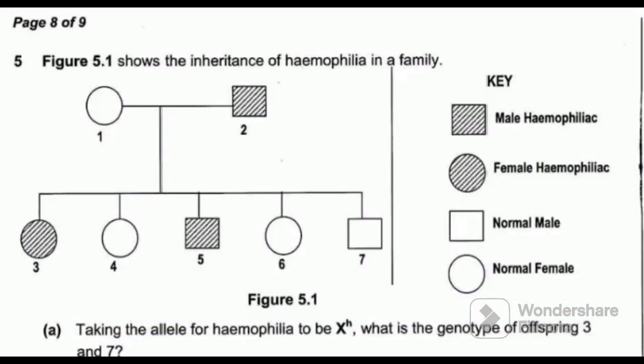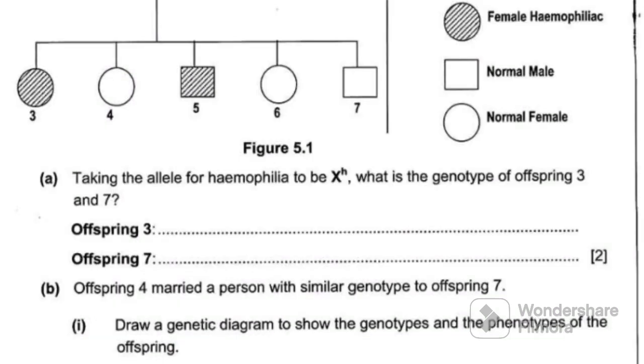So we are going to use some information from this table to answer this question. The question is, offspring 4 married a person with similar genotype to offspring 7.